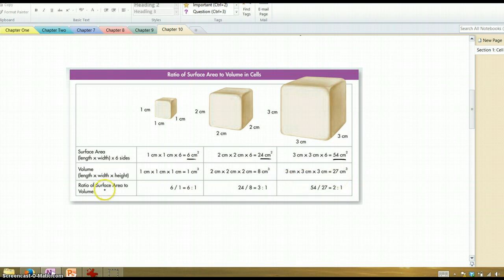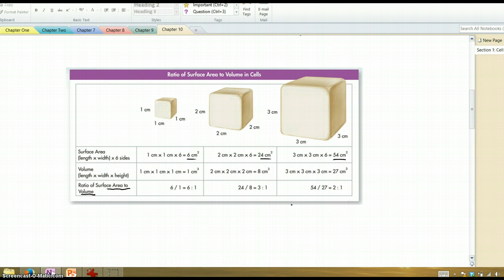But now, let's take a look at the surface to volume ratio. In this one, it's 6 to 1. So we have a 6 to 1 ratio of the surface to volume. What's the next one? 24 divided by 8, a 3 to 1 ratio. And the last one, 54 divided by 27, a 2 to 1 ratio. So what's happening? The ratio of surface area to volume is decreasing.